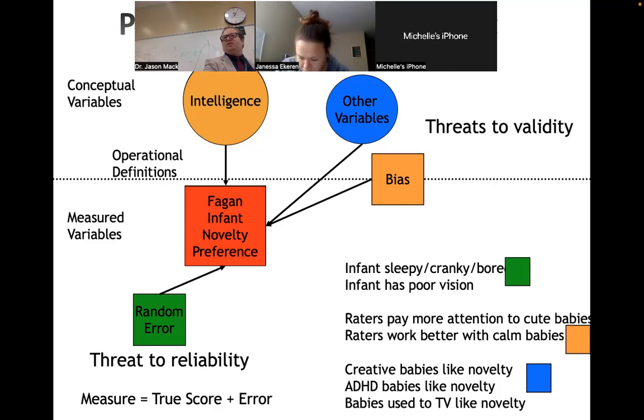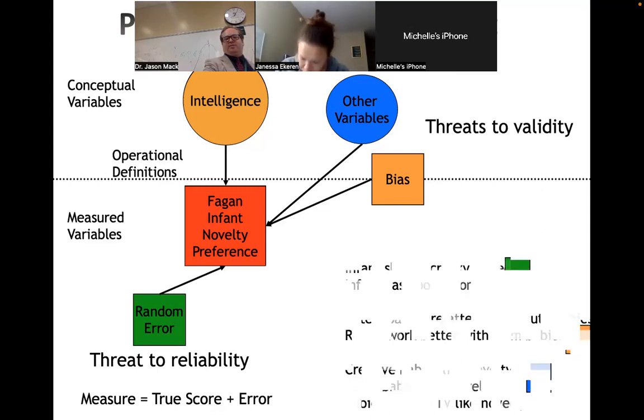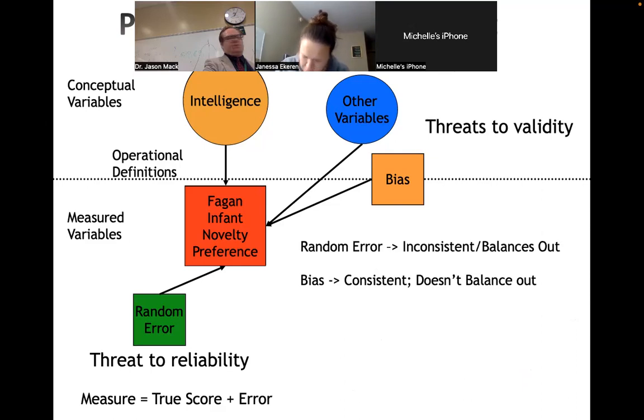So the color codes make sense? Does that help? Okay. Random error is inconsistent and balances out. Bias is consistent and doesn't balance out.